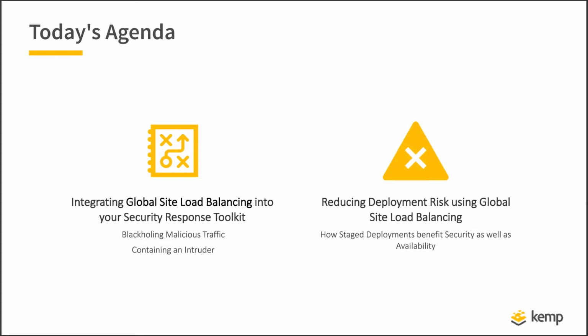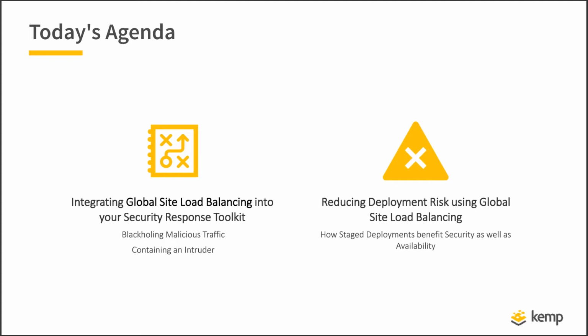There's a couple of scenarios that I want to take people through. We'll do a quick introduction into global site load balancing, or GSLB. But then I want to look at how certain security response situations can be enhanced with GSLB. Specifically, we'll look at a technique for blackholing malicious traffic, and we'll also look at a technique for using GSLB to contain an intruder once discovered. We'll talk a little bit about where those things fit into certain processes and situations as well.